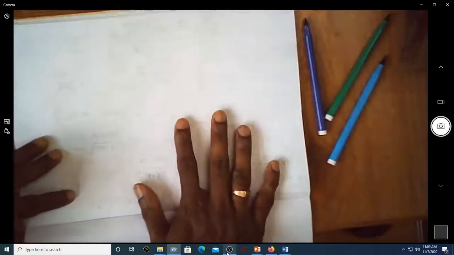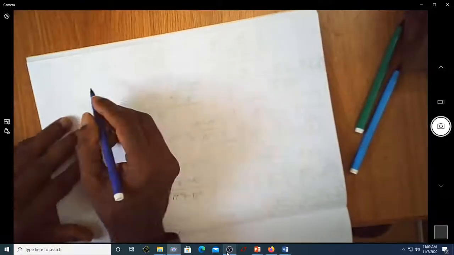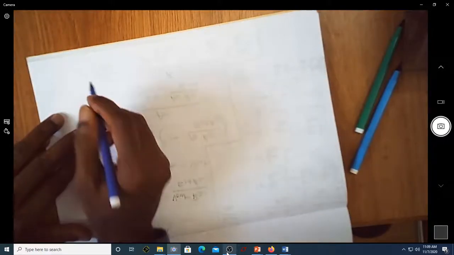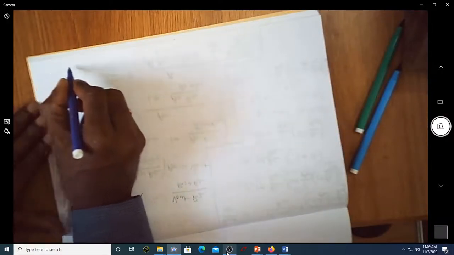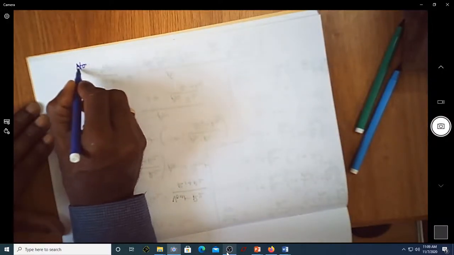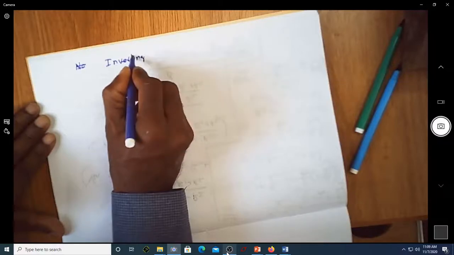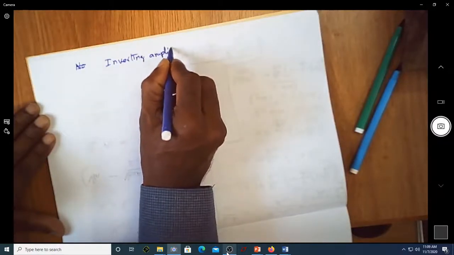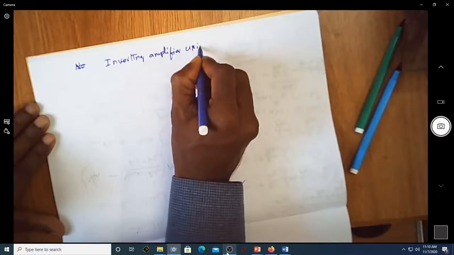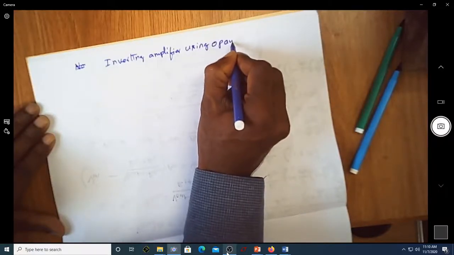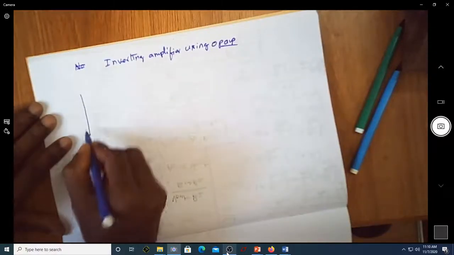So let us move on to the next circuit, which is the inverting amplifier. Let me write the inverting amplifier and then try to find out how we get the expression for the same. The expression for that non-inverting amplifier will look like this. So I will first write the circuit diagram. This is for the inverting amplifier, of course, using op-amp.